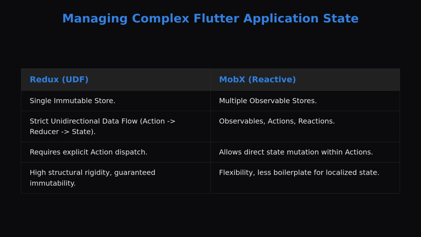Redux enforces a strict unidirectional data flow using a single immutable store. Every state change requires explicitly dispatching an action. In contrast, MobX uses reactive programming built on observable data structures. MobX allows direct state mutation, but only within defined actions.